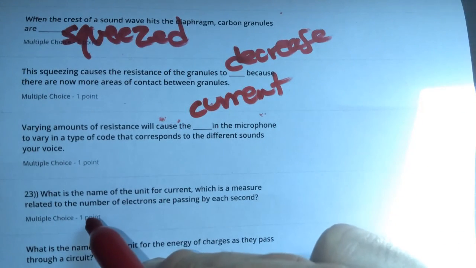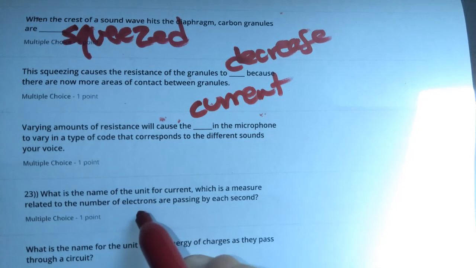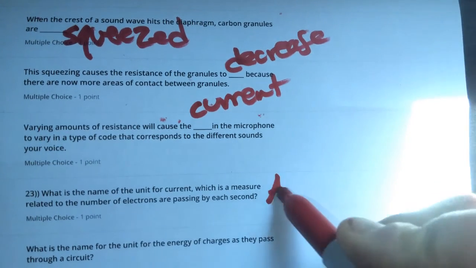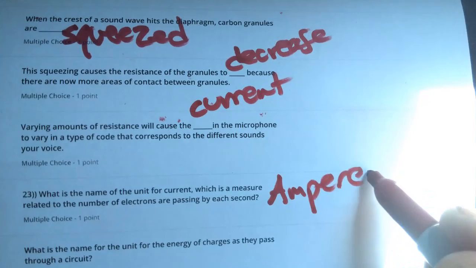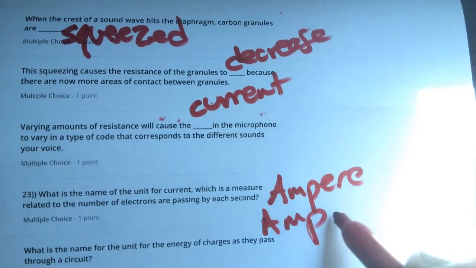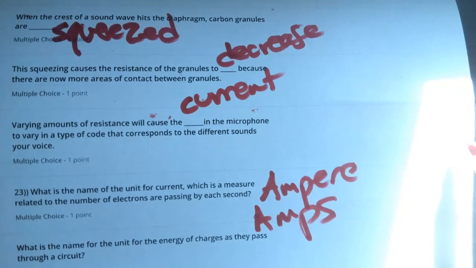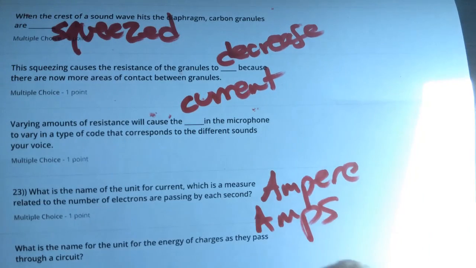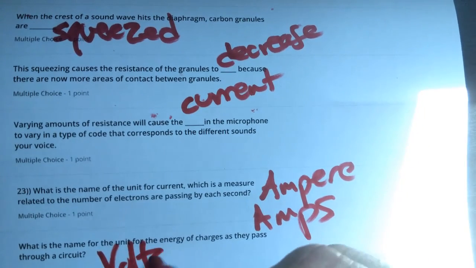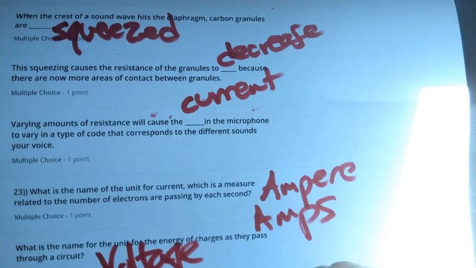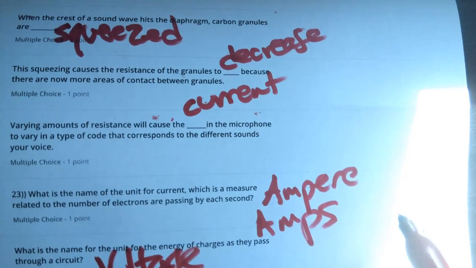Number 23, or 25, what is the name of the unit for current? That's the ampere, often known as just simply amps. What's the name for the unit of energy of the charges? That's the voltage, or simply volts. And that should be the end.